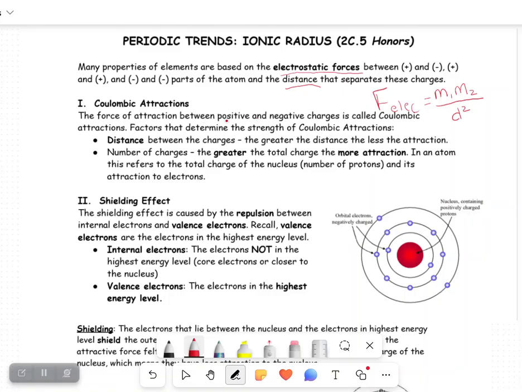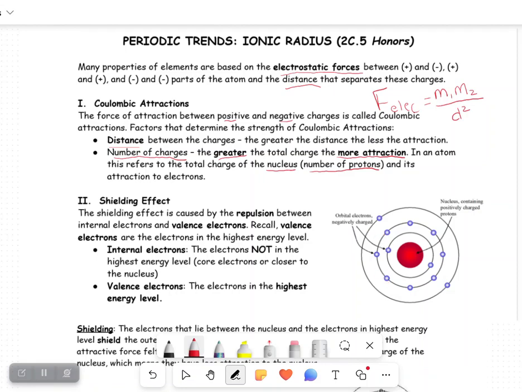The force of attraction between positive and negative charges is called Coulombic attractions. Factors that determine the strength of Coulombic attractions are, as I said, the distance between the charges. The greater the distance, the less attraction, and then the number of charges. So I said the mass of charges. So in chemistry, we're going to think about the number of charges as increasing the mass. So the more charge, the greater the total of the charge, the more attraction. So in an atom, this refers to the total charge of the nucleus. So that's the number of protons. Remember, protons are in the nucleus. And its attraction to the electrons, which are out here in the electron clouds.